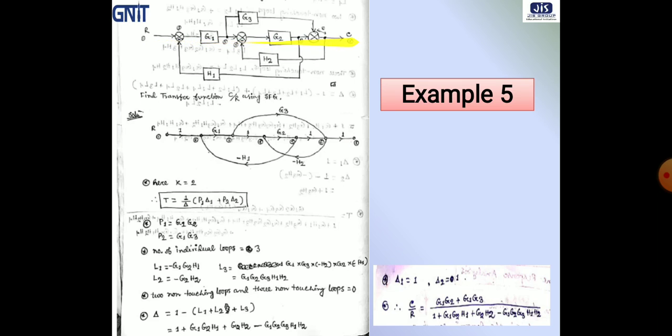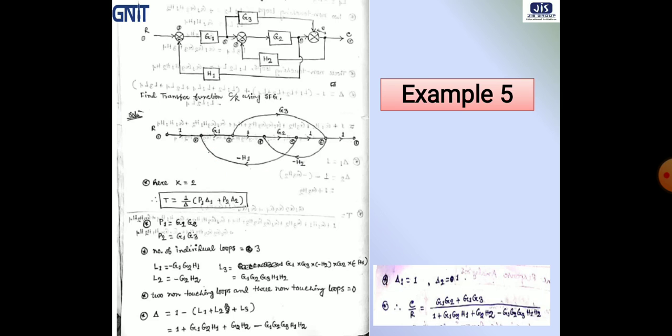We draw the signal flow graph like this way. So this line is this line. Here one feedback is present, and this is the feedback, and this is the parallel path. So this line is this line, and this line is this line. Now we got the signal flow graph from which we can calculate the overall transfer function using Mason's gain formula.